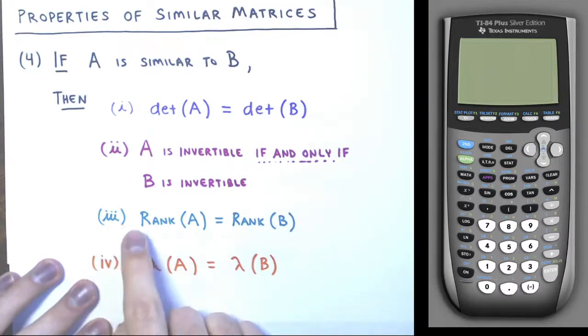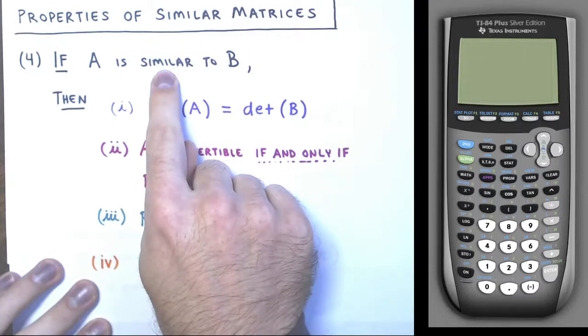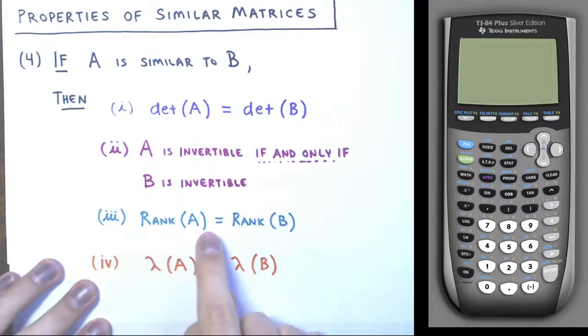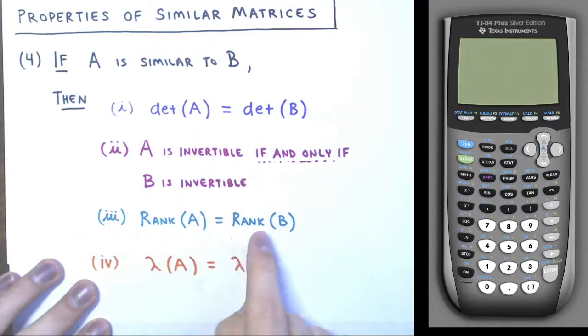Okay, number 3. If A and B are similar, then their ranks will be equal. The rank of A will be equal to the rank of B. Right? I'm assuming you've seen rank in previous videos of mine or previous lessons. Remember, the rank of a matrix was the dimension of the column space or the dimension of the row space, right? Those were the same number for that matrix.